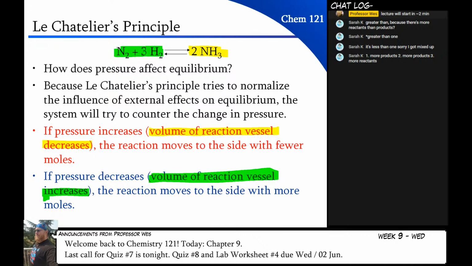Now again, that's going to depend on the reaction. If I give you a different reaction where I have more moles on the product side, then I would be going in a different direction when I compress or expand the chamber. Now, interestingly, what if I had a reaction where both sides had the same number of moles? In this case, pressure would not influence equilibrium, because there's nothing the reaction can do to alleviate the pressure, so there's no noticeable impact on the state of the reaction.